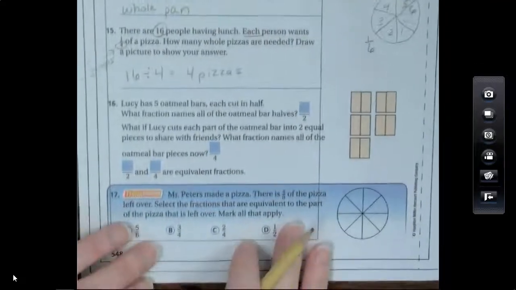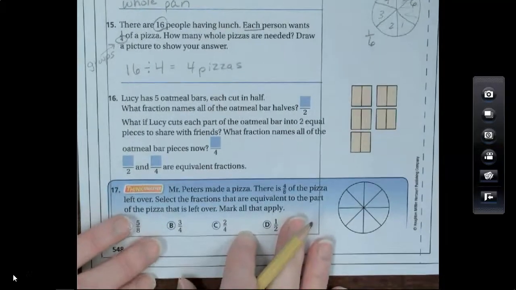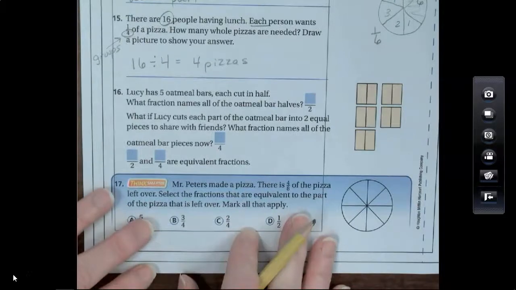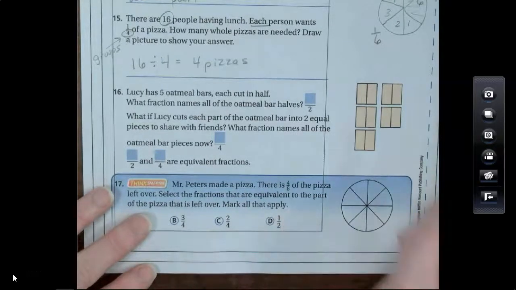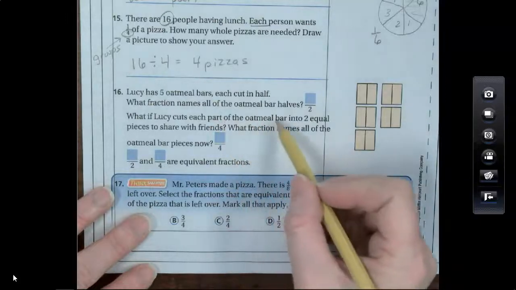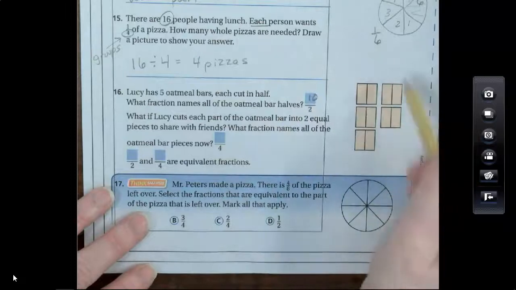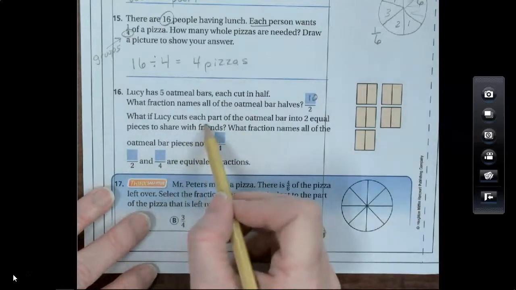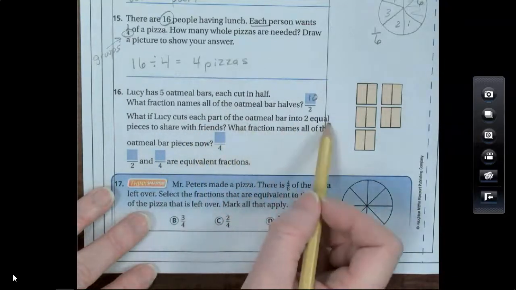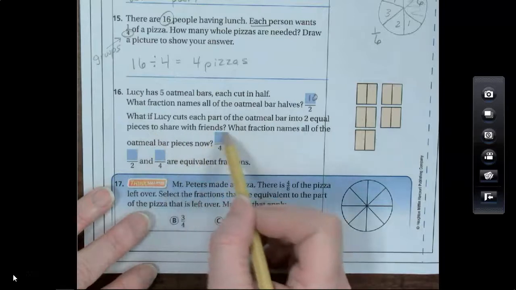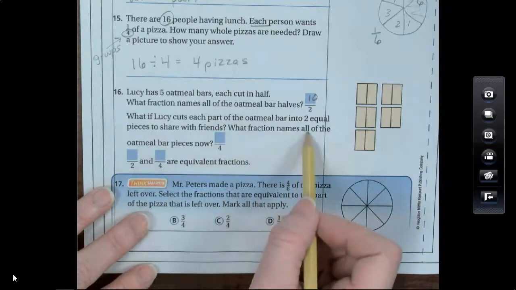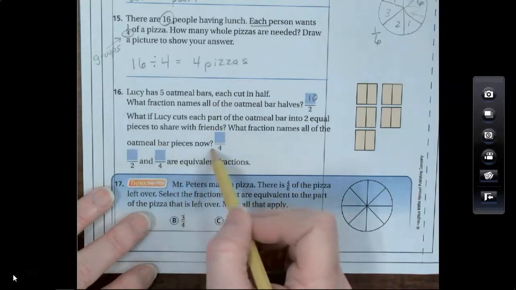Okay? Number 16 said, Lucy has 5 oatmeal bars, each cut in half. Here's her 5 oatmeal bars over here, and they're each cut in half. What fraction names all the oatmeal bar halves? Well, there's 10 halves altogether. 1, 2, 3, 4, 5, 6, 7, 8, 9, 10. If Lucy cuts each part of the oatmeal bar into 2 equal pieces to share with friends, what fraction names all of the oatmeal bar pieces now?